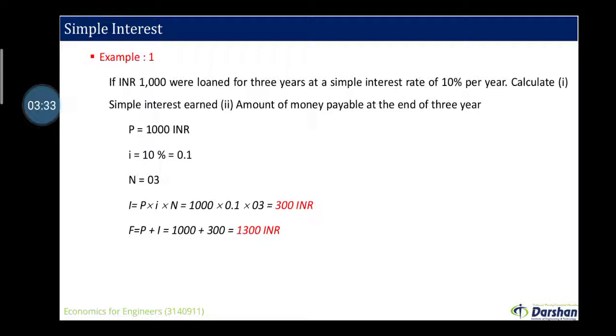And n, the number of years, is how much? Yes, 3. So I is equal to P multiplied by R multiplied by n. So P is 1000 multiplied by 0.1 multiplied by 3. So the answer is 300. So 300 is your interest.